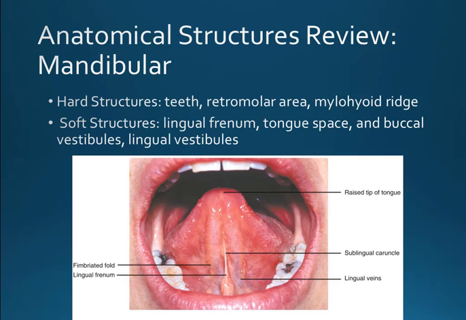The soft structures that we want to see would be the lingual frenum. We want to see a tongue space in our alginate impression on the mandibular. And we also want to see the buccal vestibules, and again, that's that space between the cheeks and the whole arch of the outer part of the teeth. And then the lingual vestibules, that's that space between the teeth and the tongue. So we want to capture all of that area there in order to really capture a good quality impression.